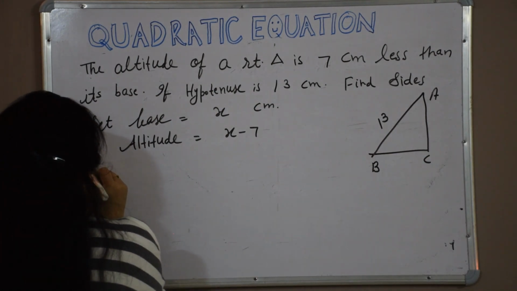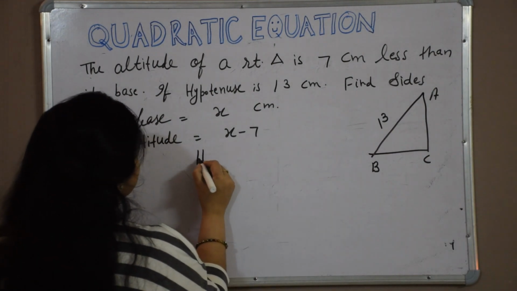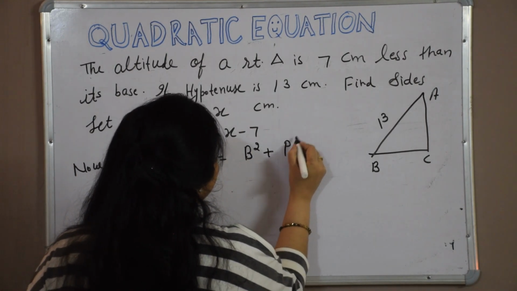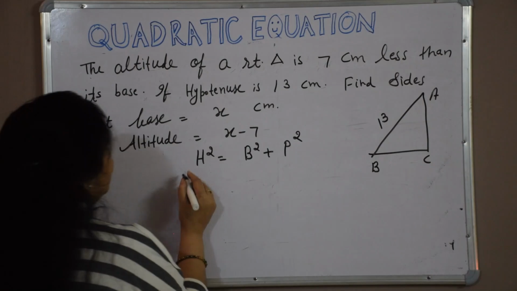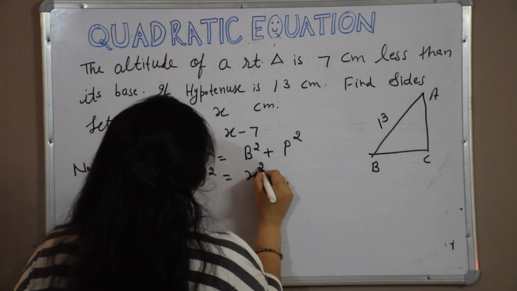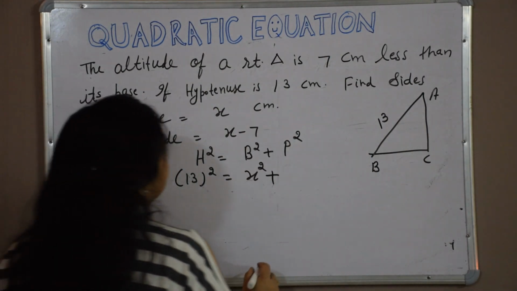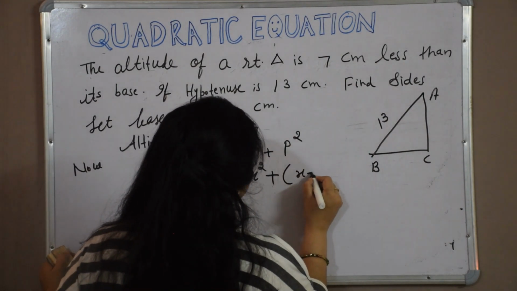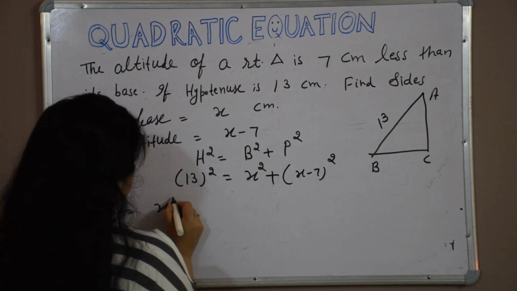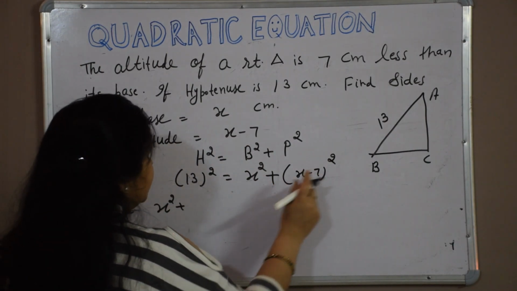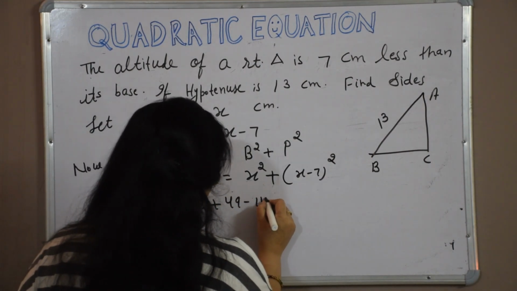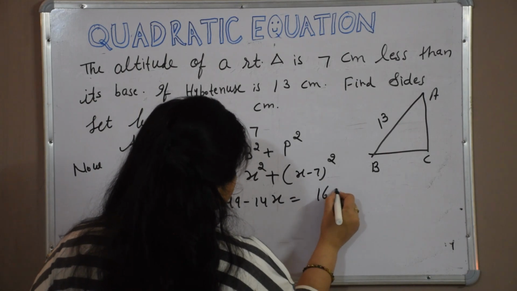Now we know by Pythagoras theorem, hypotenuse square is equal to base square plus perpendicular square, and here hypotenuse is 13. 13 square is equal to x square plus x minus 7 whole square. Now solve this, it becomes a minus b whole square. It is x square plus 49 minus 14x is equal to 169.